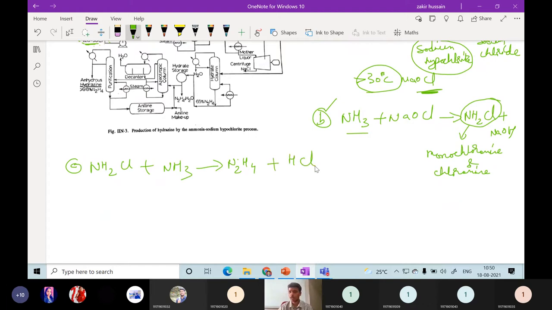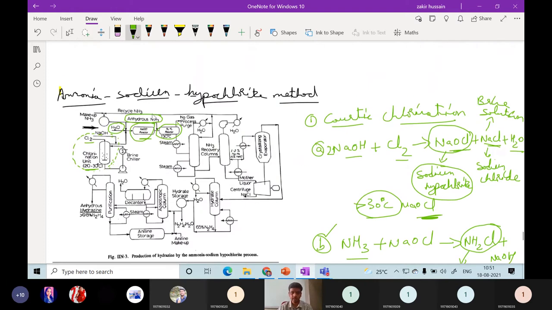With the release of one molecule of hydrochloric acid. So the monochloramine which is formed will once again react with ammonia, and it will give you the product N2H4, called hydrazine, plus one molecule of hydrochloric acid liberated. That will be formed in the N2H4 reactor.